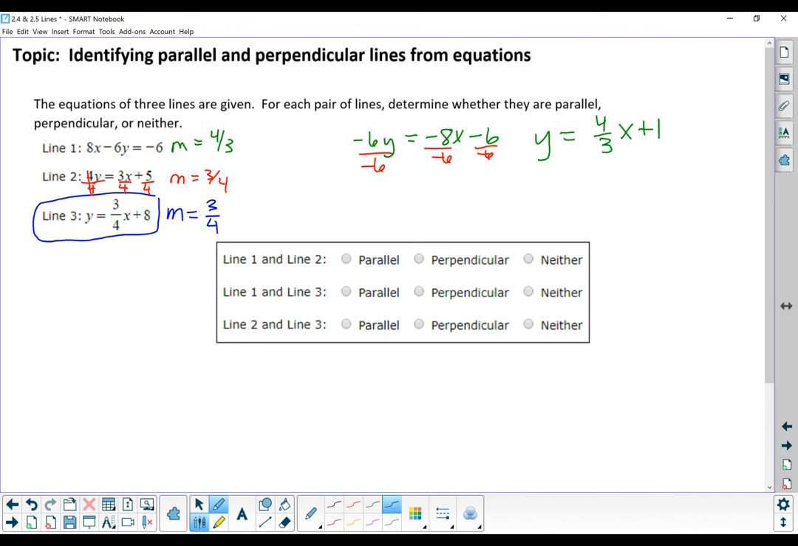So if I'm comparing the different pairs for line 1 and line 2, those are reciprocals, but they aren't negative reciprocals of each other. So that pair is neither parallel nor perpendicular. Line 1 and line 3, if I compare, also neither. And line 2 and line 3, they have the same slope, so they are parallel. You will have perpendicular ones come up. This is just a coincidence that it's neither on those.